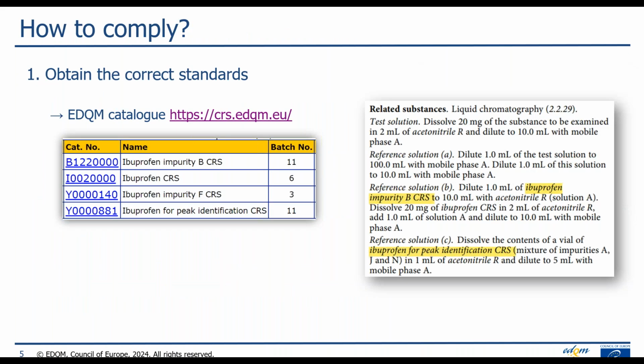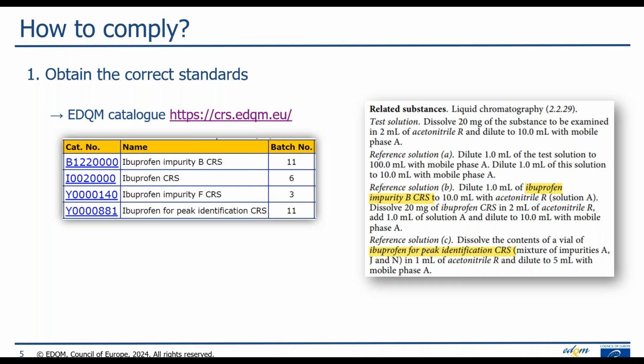So how to comply with these requirements then? Firstly, it's obviously important to obtain the correct reference standards. For our inspections, this would mean obtaining the European Pharmacopoeia standards from the EDQM. You can do this quite easily by accessing the EDQM catalog via this link here on the screen. We can see here an example of the standards available for ibuprofen. And just important to note, you may need multiple standards, not only the primary CRS.